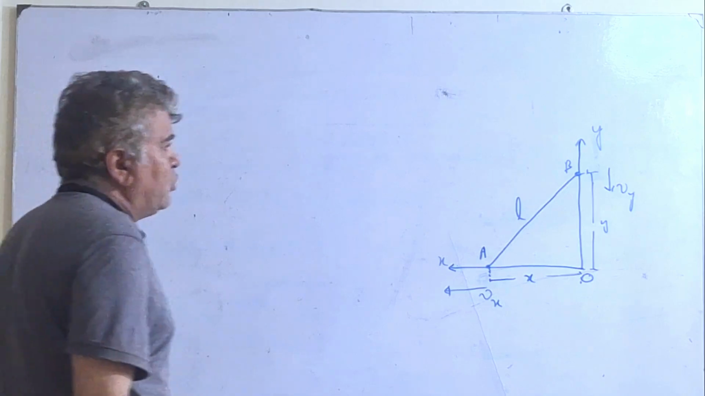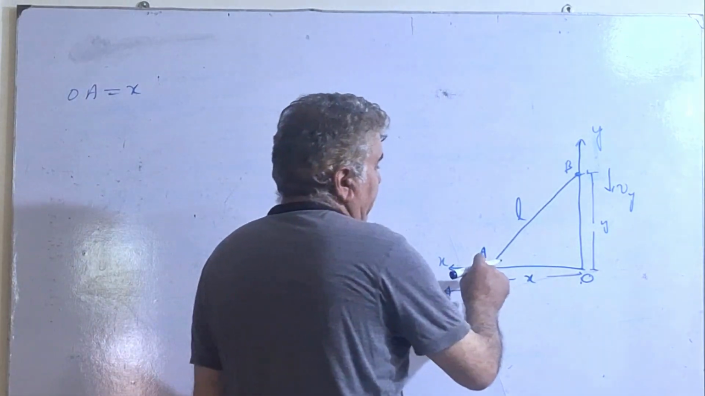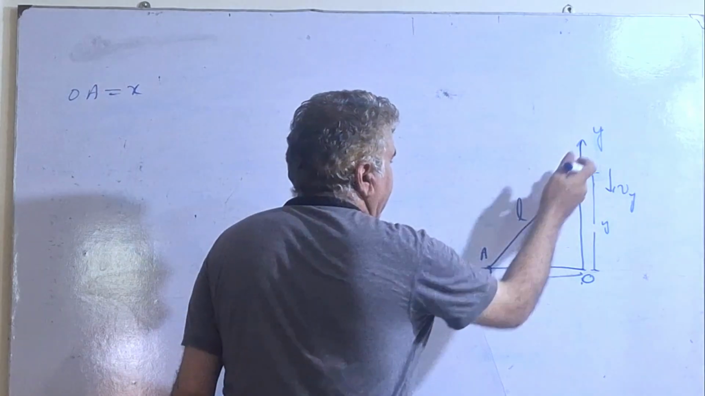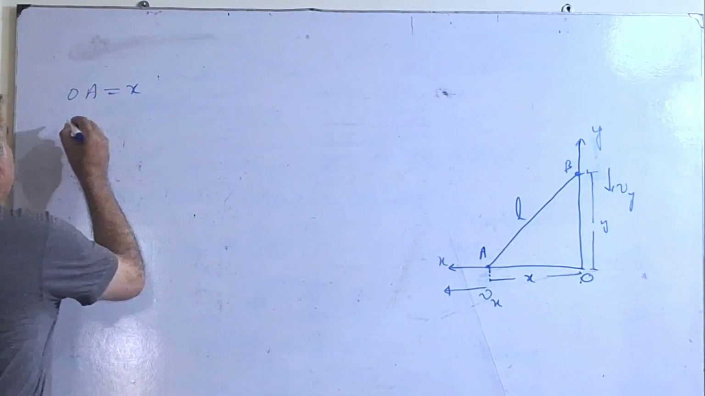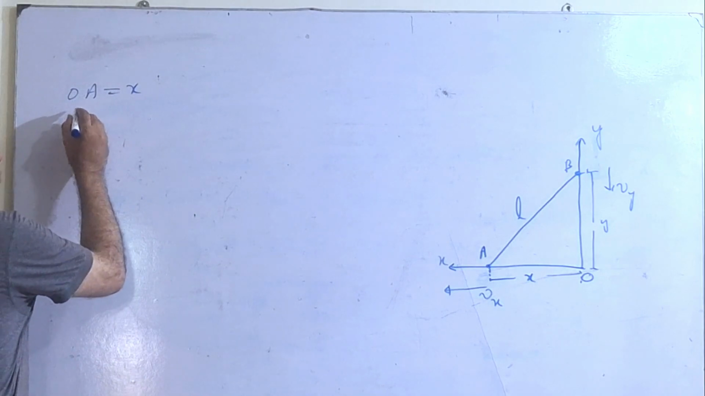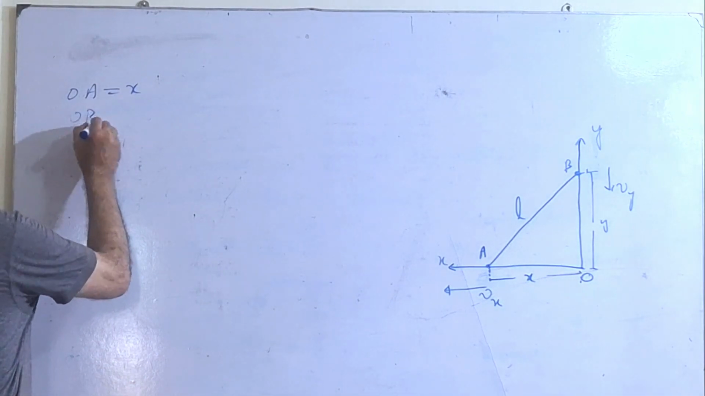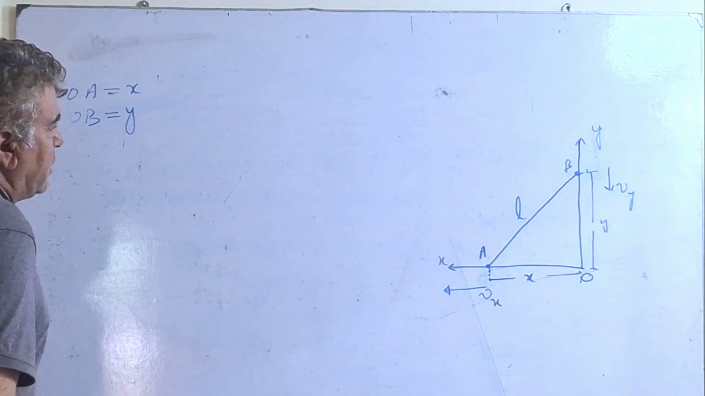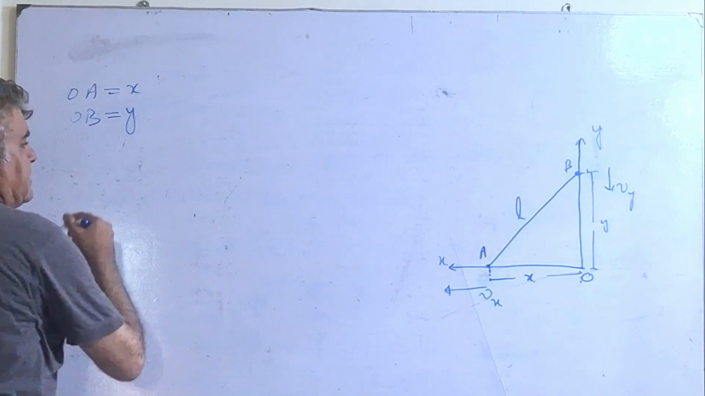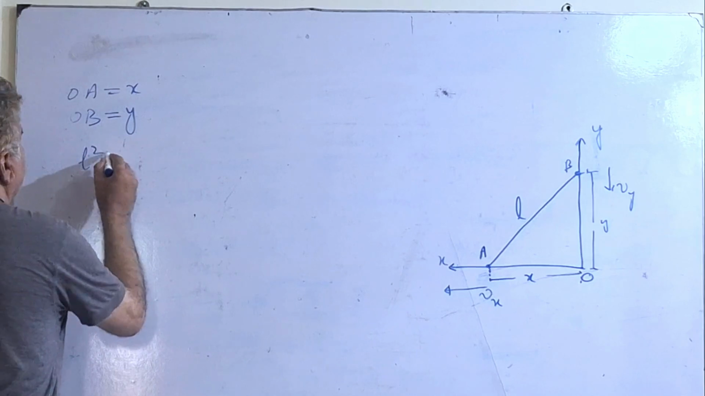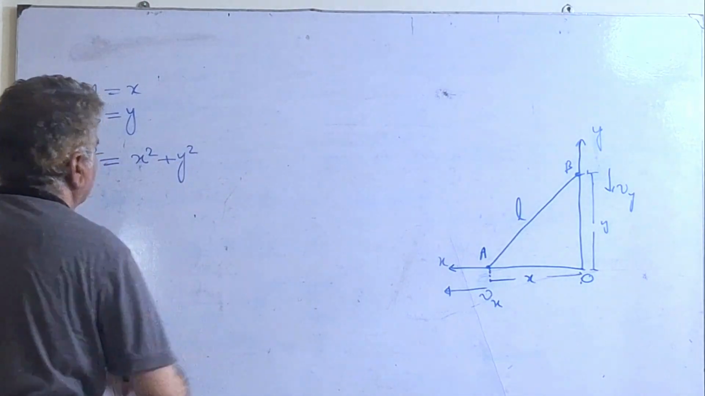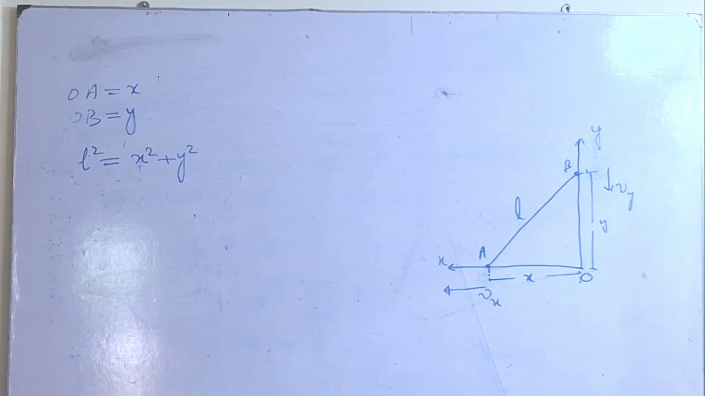Nevertheless, I can use the Pythagorean theorem, because this constructs a right angle triangle. Let me write one thing more: OB is in fact equal to y, the distance along the vertical. So now I can write L squared equals x squared plus y squared. That's what I can write from the Pythagorean theorem.